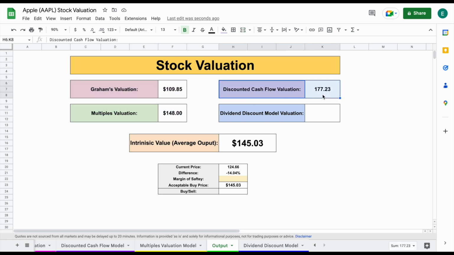But with that being said, we came to Graham's valuation of around 110, multiples of 148, and discounted cash flow really strong at around 177. And when we average those three together, we come to an intrinsic value of about $145 and 3 cents per share.